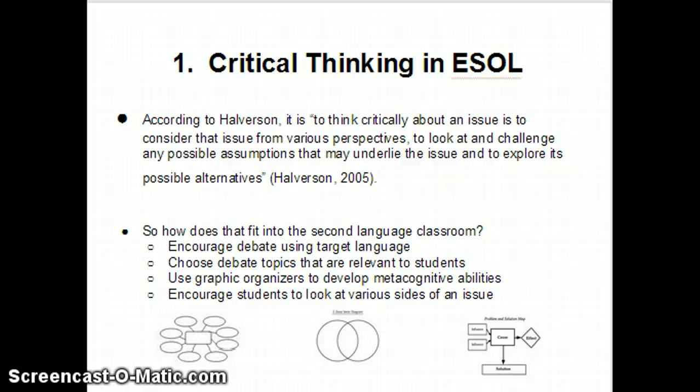First, Halverson says that to think critically about an issue is to consider that issue from various perspectives, to look at and challenge any possible assumptions that may underlie the issue, and to explore its possible alternatives.